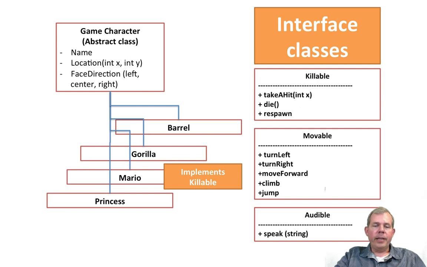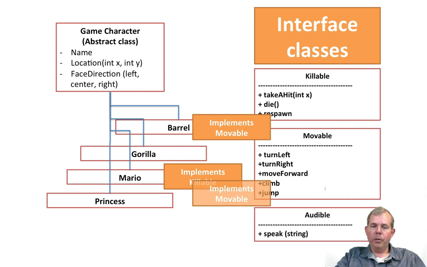So if I were to apply these, I would say Mario implements the killable interface. And then we would also say the barrel could do movable, and Mario could also do movable. So the gorilla and princess probably don't get movable. The last class that we could put an interface on is audible. And so the princess can yell, and it appears from the game that all she can do is yell help.